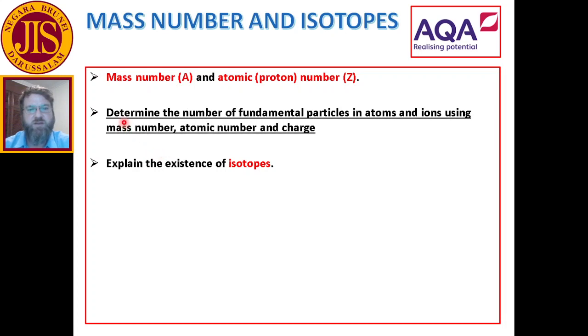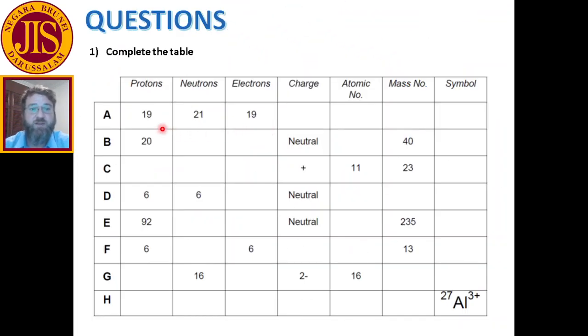Okay, so let's look at the second point there: determine the number of fundamental particles. This is a skill you're going to have to learn, in atoms and ions using the mass number, the atomic number, and the charge. Looking at this table, I want you to fill this out. You should be able to do it.